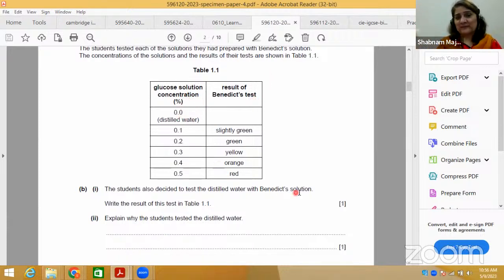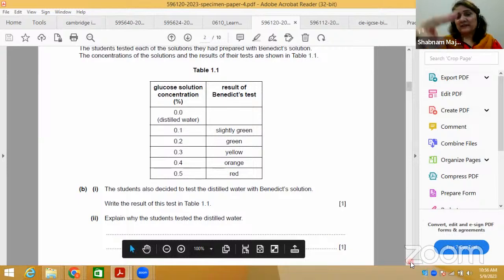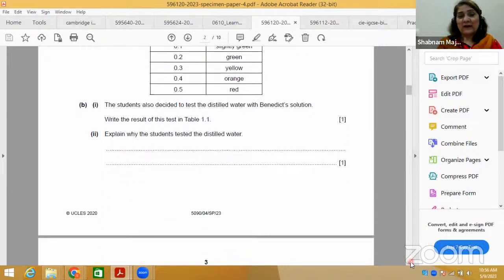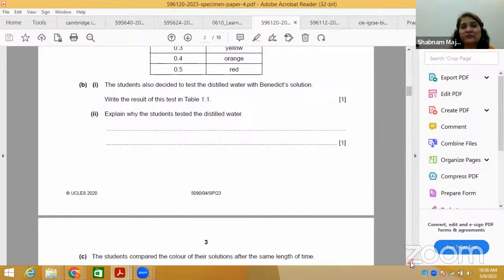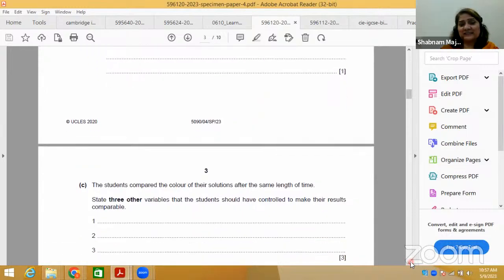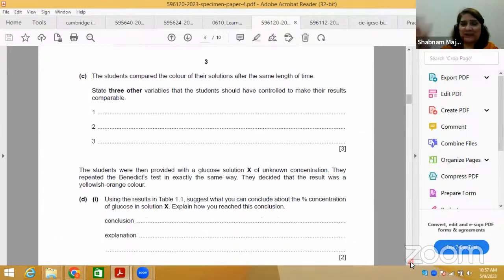So there are 2 tables given with values. The result of the Benedict test, you have both. This is qualitative, the colour change is given. Along with it, numerical values of concentration are given. That is quantitative. Now the students also decided to test distilled water with Benedict solution. What will the result be? Explain why the student tested the distilled water. I told you just now why you test distilled water first, it gives a negative result.